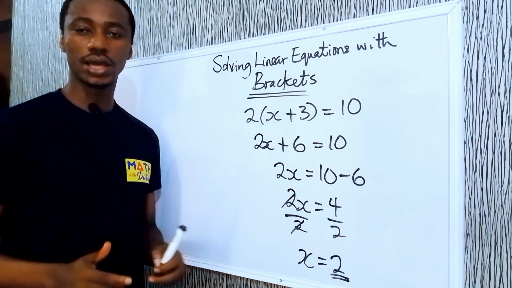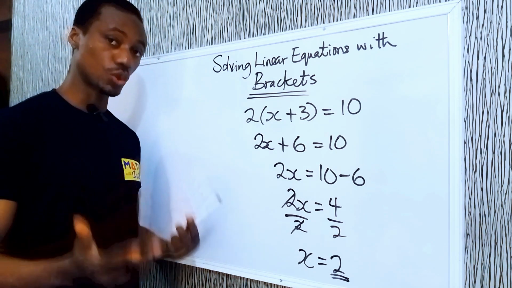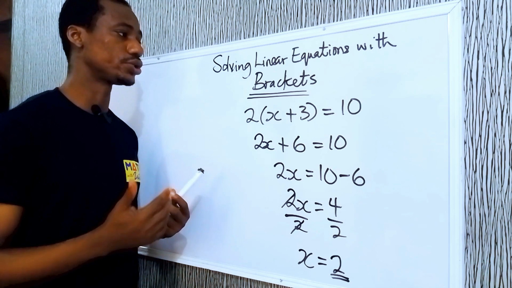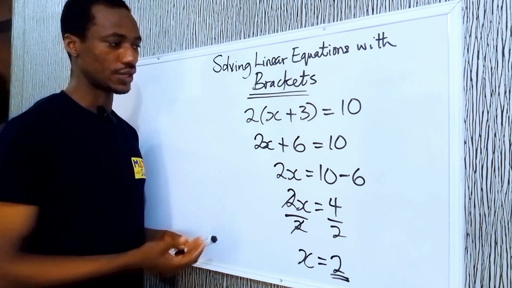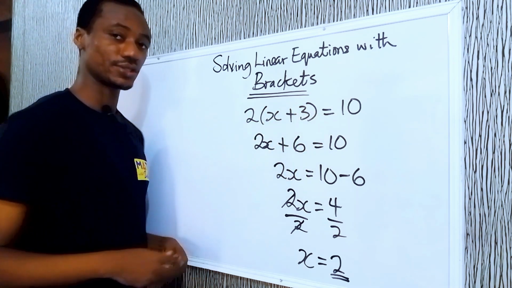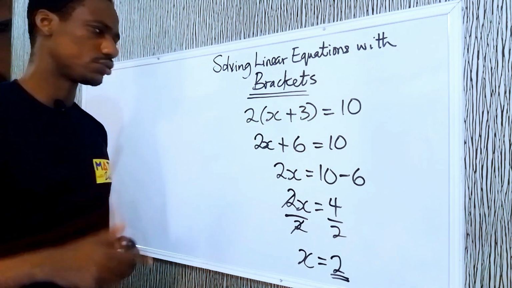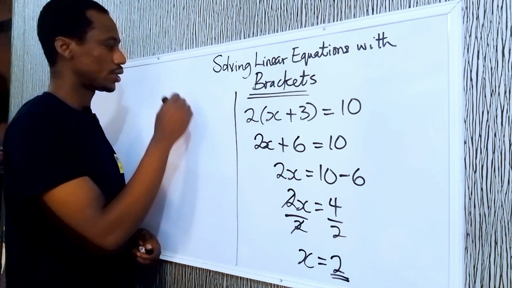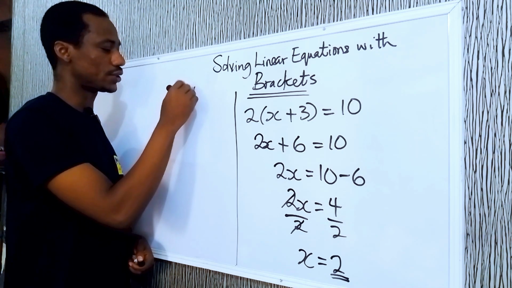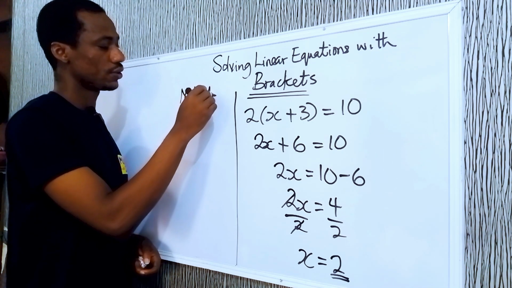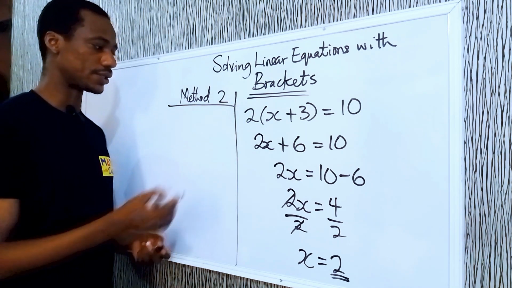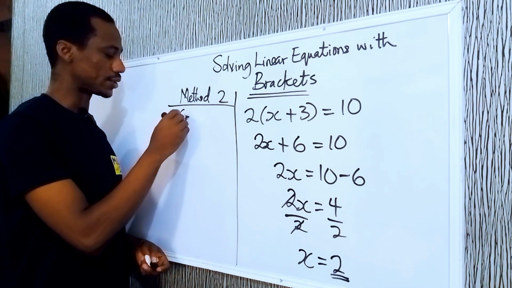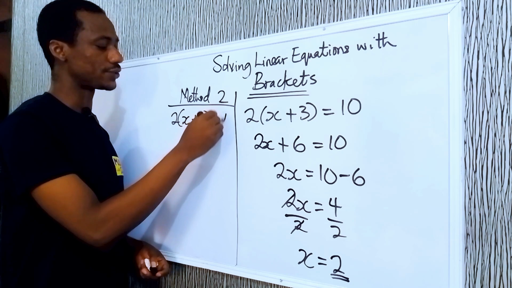So I'll show you another method. If you don't want to expand the brackets, and this is just the kind of equation you have, then you can use this method. I'll call it method 2. In this method, you will not need to expand the bracket or open the bracket. So we have 2 times x plus 3 equals 10.